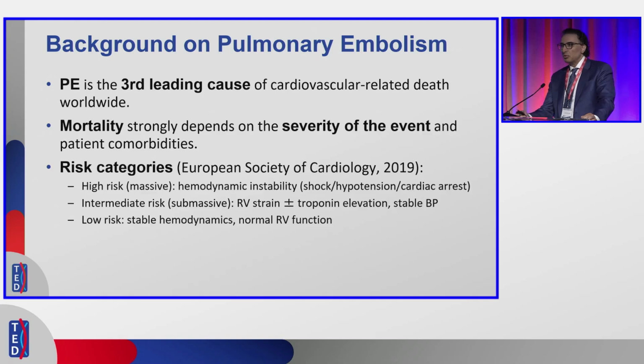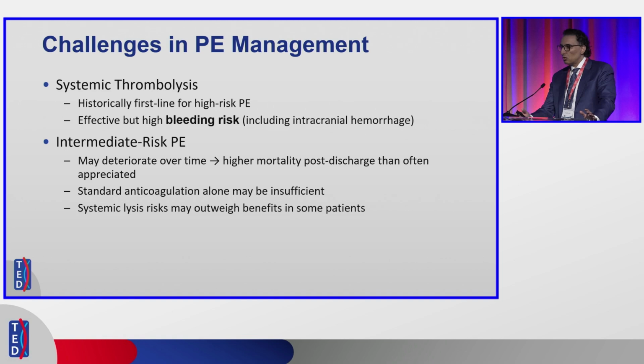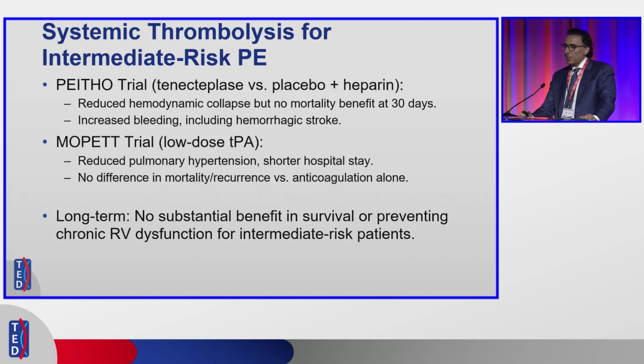So for the high-risk type, unless they have a contraindication, they're going to get systemic thrombolytics. For the low risk, they're going to be started on oral anticoagulation and then discharged. For the intermediate risk, the optimal management is not completely known. However, intermediate-risk PE patients have a high 30-day morbidity and mortality, whether it's readmission or otherwise, and so standard anticoagulation might not be sufficient.